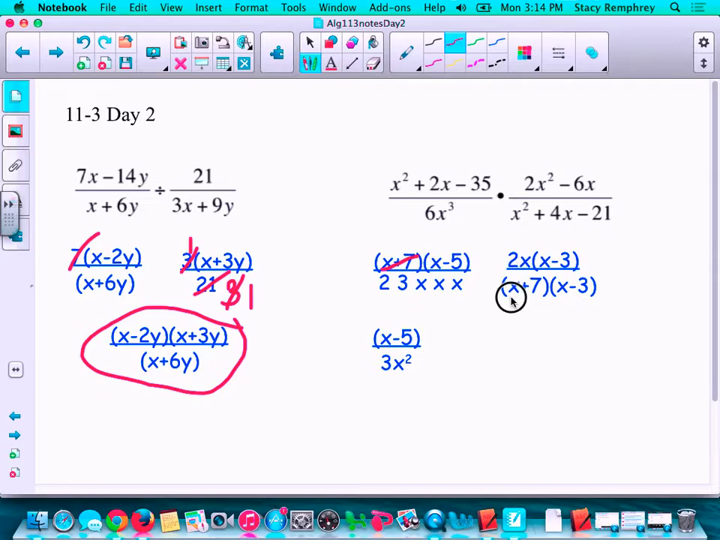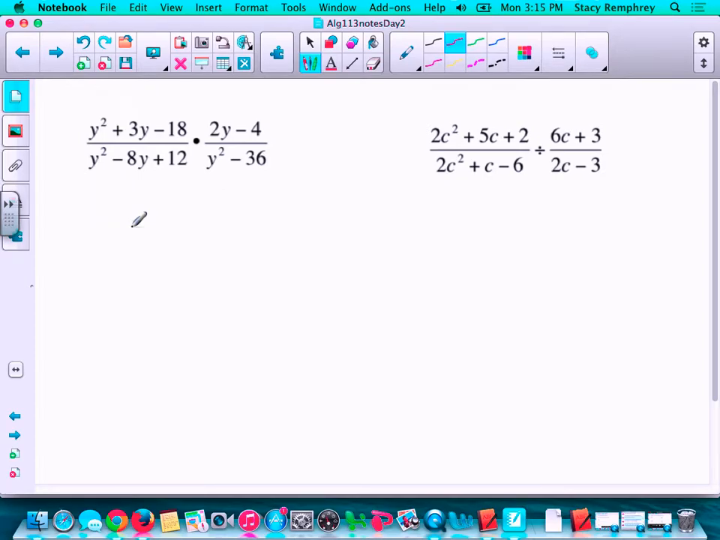I have an x plus 7, x minus 5, no. I have a 2, I can cancel with this 2. I have an x, I can cancel that with that x. I have an x minus 3 that can cancel with that. And some of you may want to choose to use markers or pens to change the colors to help you see what's left. So on the top I have left x minus 5, and on the bottom I have a 3, an x times an x, so I have 3x squared. So this is my answer.